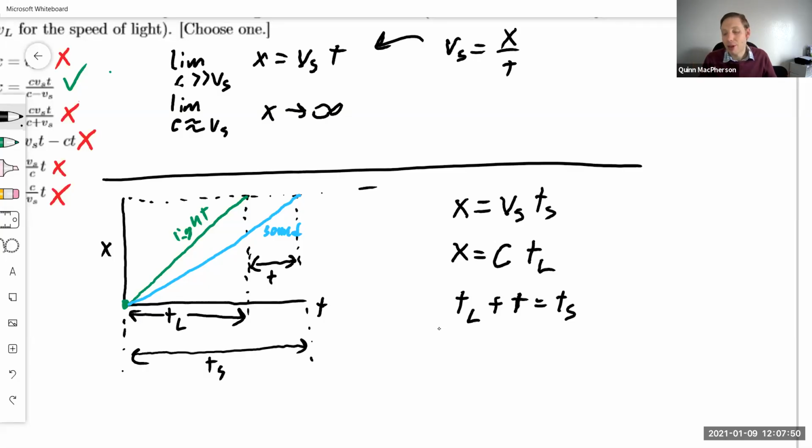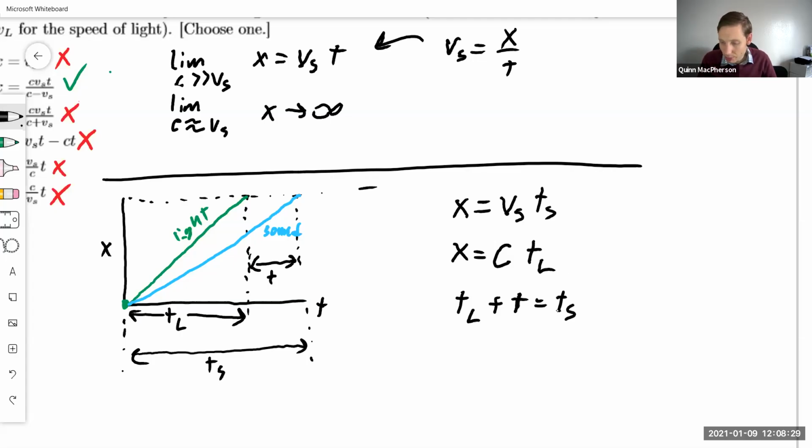Now it's just a matter of math, eliminating equations and unknowns. We want to find x, so what I'm going to do is try to solve for x by eliminating the ts and the tl. Okay, so let's first, let's see, how should we do this? Let's eliminate ts.